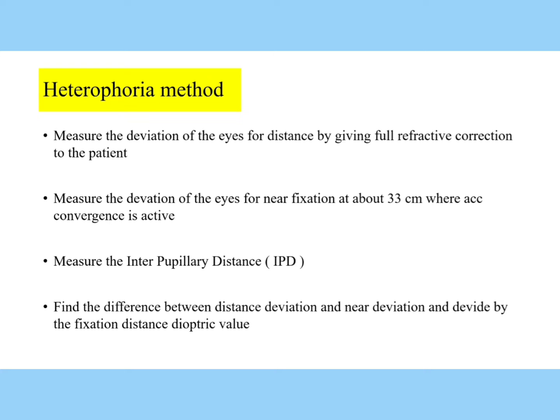In the heterophoria method, you need to measure the deviation for distant fixation with full correction of refractive error. Then measure the deviation for near fixation at 33 centimeters, and if you convert this 33 centimeters to dioptric value, it will be 3 diopters. Then you also need to measure the patient's interpupillary distance. Also you need to measure the difference between this near deviation and distant deviation.